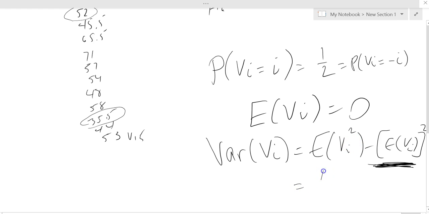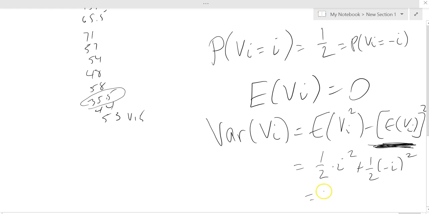Well, half the time it's i, and half the time it's negative i, but you're squaring it. So what does that add up to? It's just i squared, right? We agree with that? All right. So I know the mean and I know the variance for each of the ranking variables.